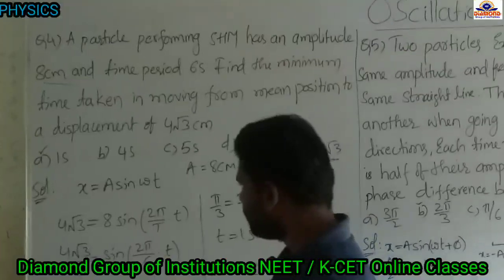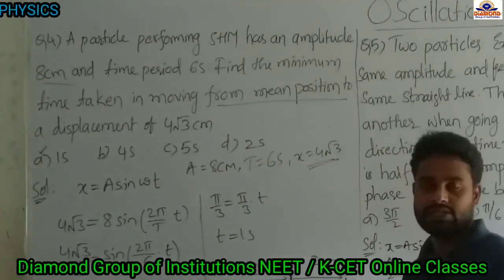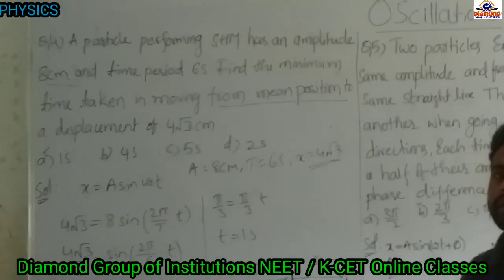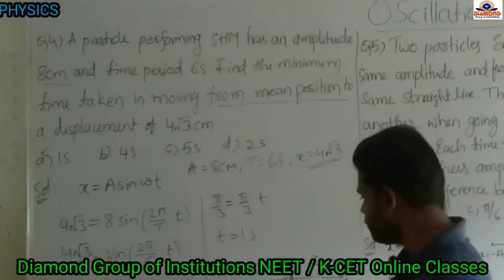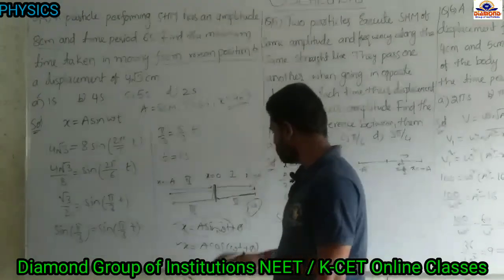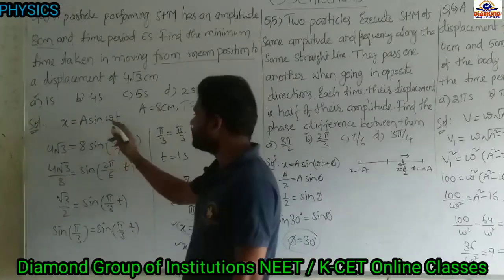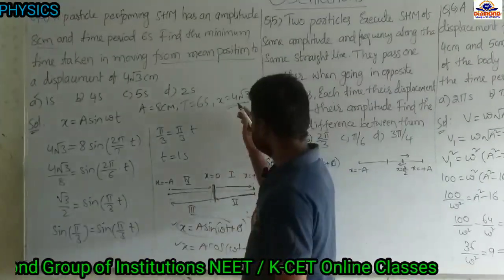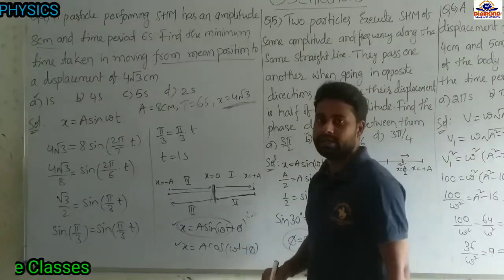So already we know the formula. Here they said, see now, it is moving from the mean position. If it is moving from the mean position, I said the formula is x equal to A sin(omega t plus phi). It is starting from the mean position, that means at the time t equal to 0, so substitute t equal to 0. Otherwise, for the remaining cases I will tell. So x equal to A sin omega t. Whenever it reaches a displacement of 4 root 3 centimeters, how much time it will take, that we have to find.